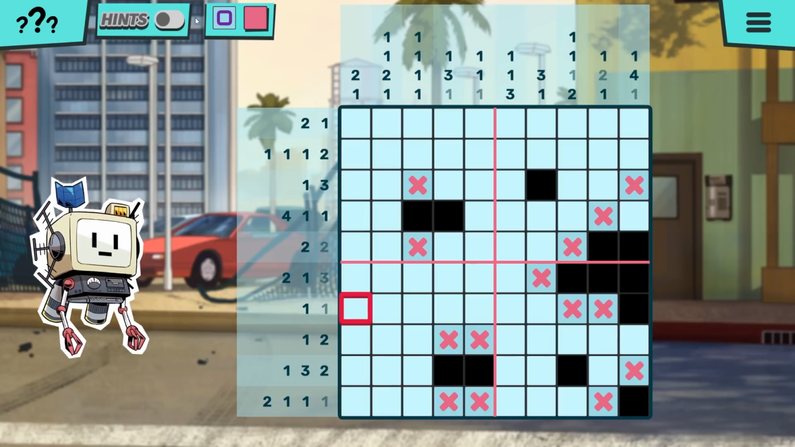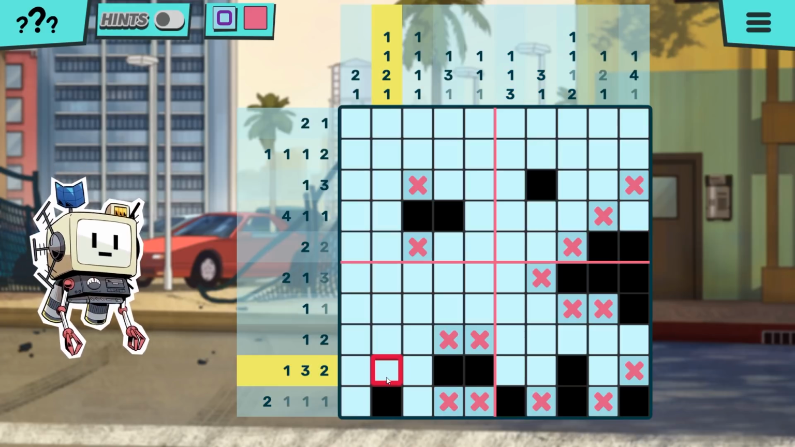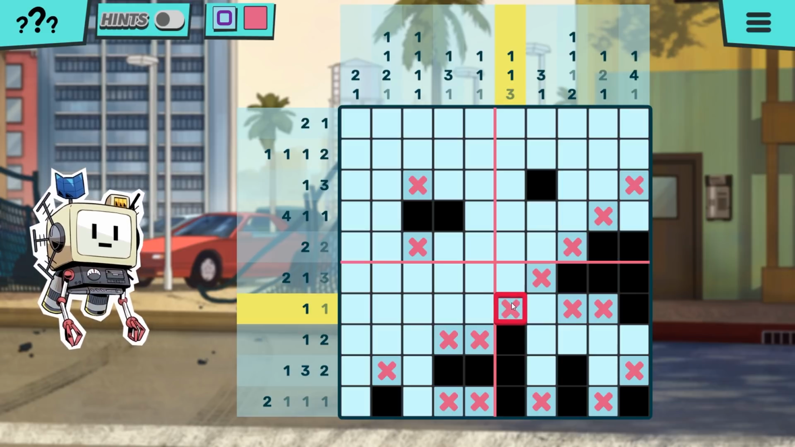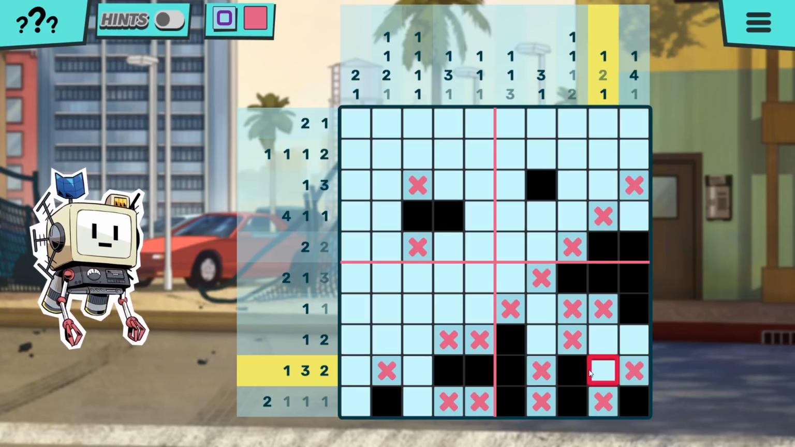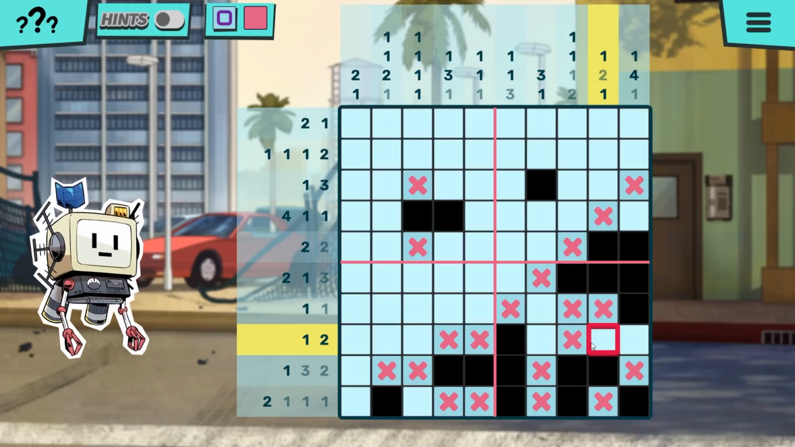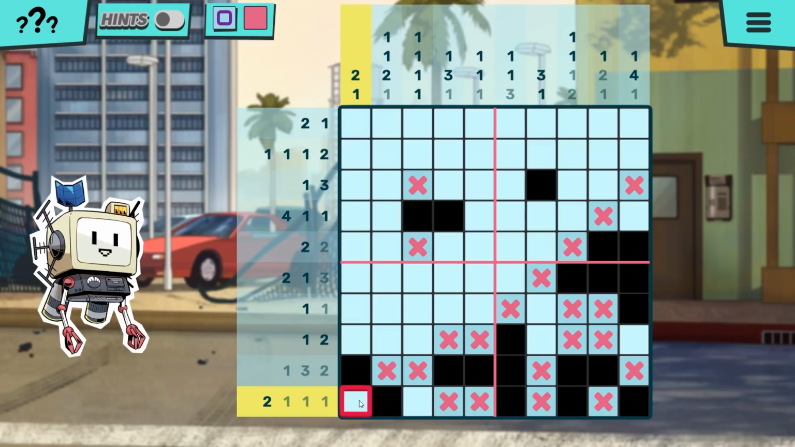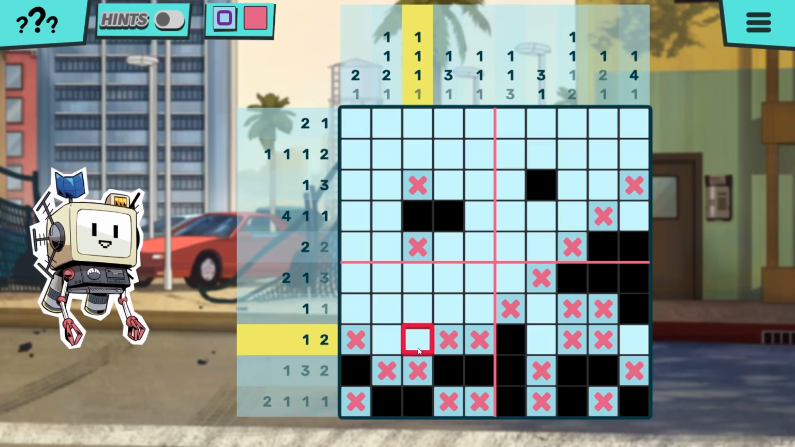Let's see. Oh. We know that's there. Ah, yep. Which means we know that's there. Oh, so that finishes the 3. We know that 2 is there. Yep, that finishes the 3, which means we know where the 2 is. The 3 is done. Which means the 1 is done. That whole row is done. Yep. Okay. And that's a 1, which means we know where this 2 is.